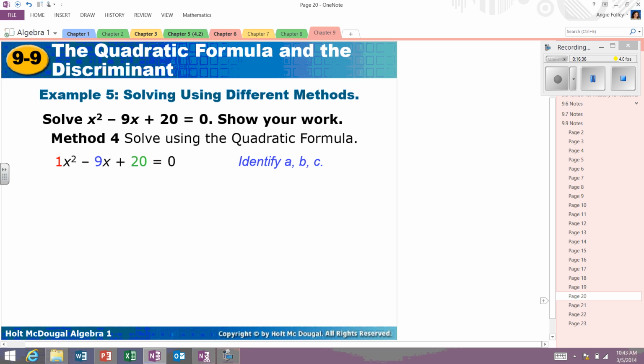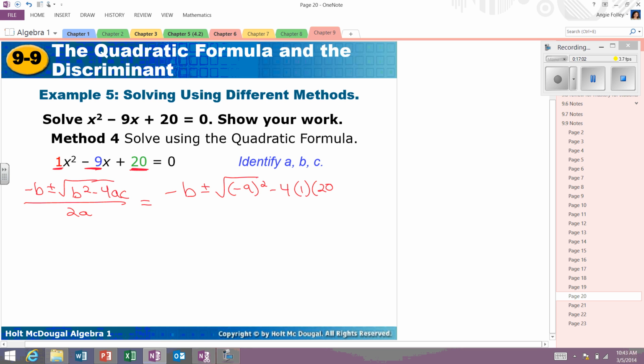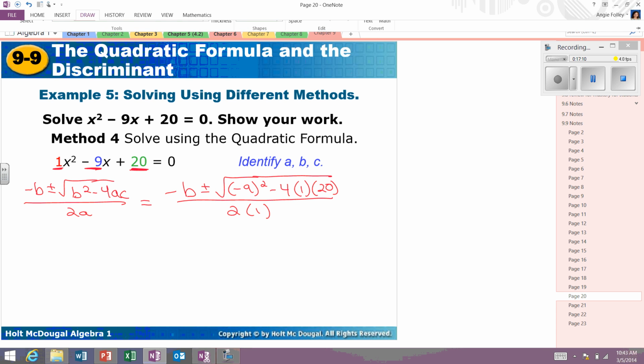Now let's try to solve it using the quadratic formula and see if we get the same solutions. This is our A, this is our B, this is our C. So negative B plus or minus the radical of B squared minus 4AC, all over 2A. That is equal to negative B plus or minus the radical of negative 9 squared minus 4 times 1 times 20, all over 2 times A. Sorry, I should have put a 9 in here. My bad. That B value, I don't know why I didn't write that in. So it's a negative 9.